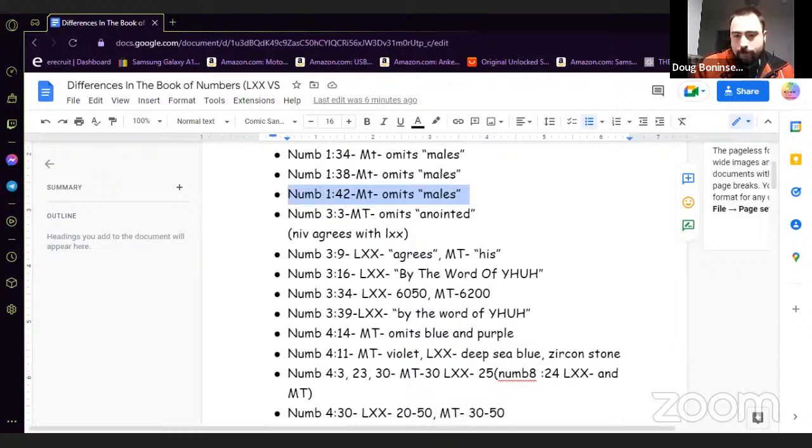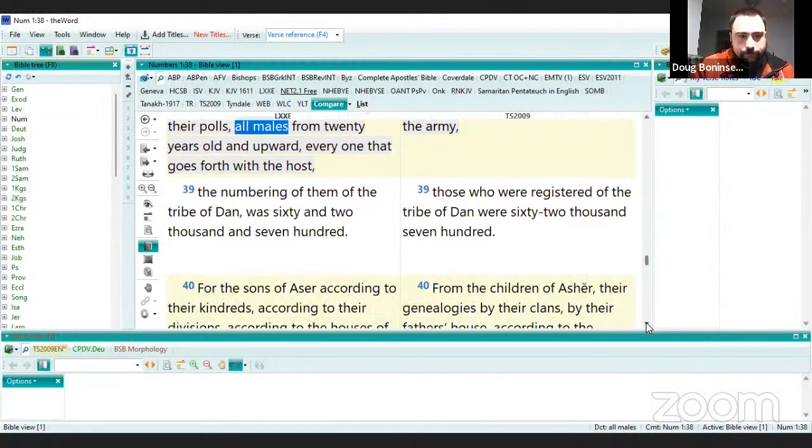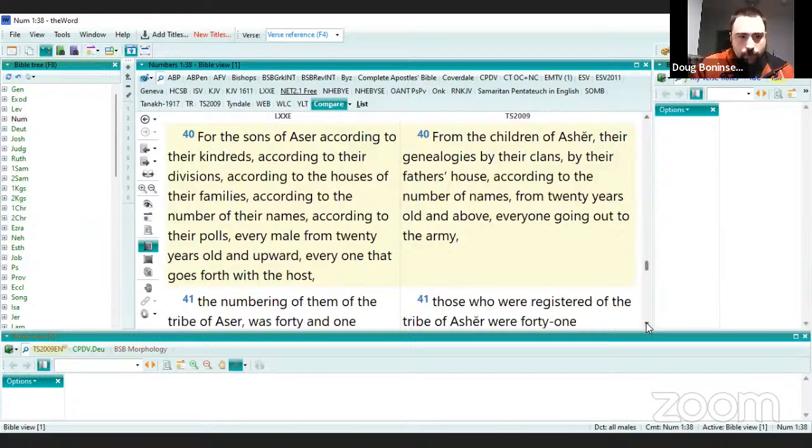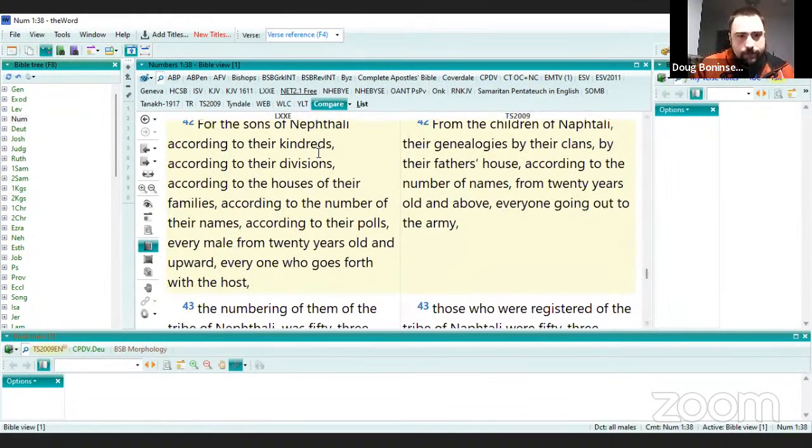Okay, so we're going to go to Numbers 1:42. All right. Go back to the Word software here. So, for the sons of Naphtali, according to their kindreds, according to their divisions, according to the houses of their families, according to the number of their names, according to their polls, every male from 20 years old and upward, everyone who goes forth with the army. So again, no mention of males in the Masoretic text based Tanakhs here.